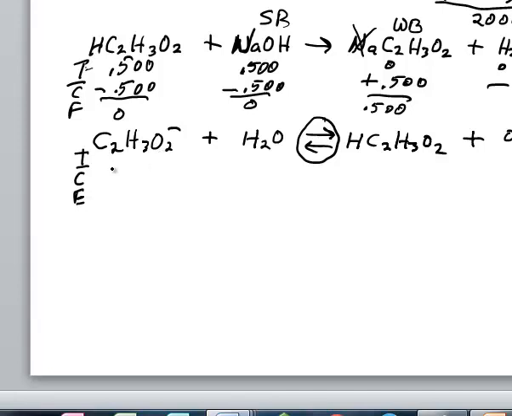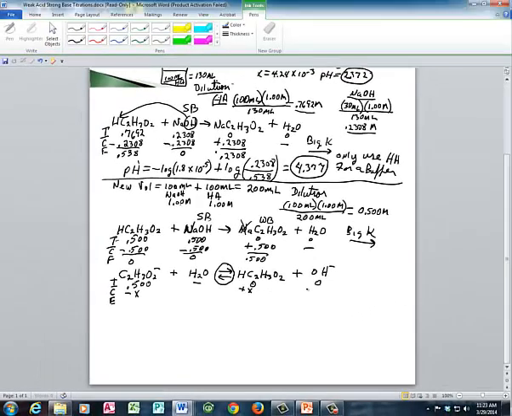So my concentration of acetate is 0.500 molar. I start out with no acetic acid, no hydroxide ion, but now the reaction proceeds to equilibrium, and that's a minus X, plus X, plus X, and at equilibrium I have 0.500 minus X, and X, and X for my hydroxide.